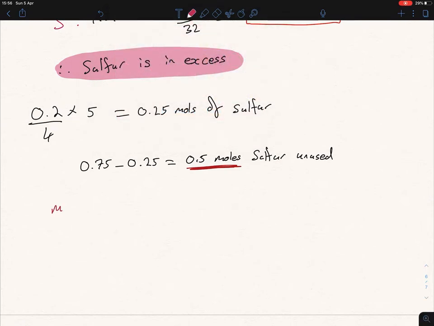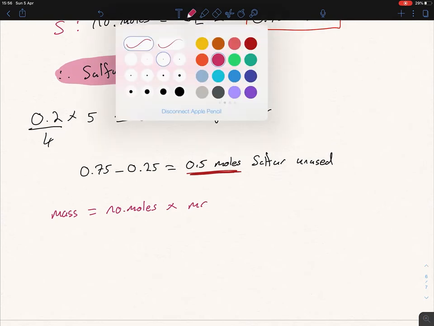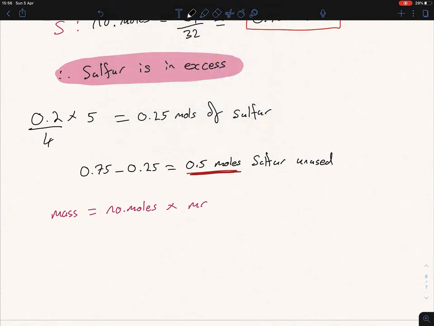Mass equals number of moles times the MR, and we put in our values. So it's going to be 0.5 times the MR, and the MR of sulfur is 32. When you multiply that together, you're going to get 16 grams of sulfur unused. Okay, I'm going to highlight my answer there.